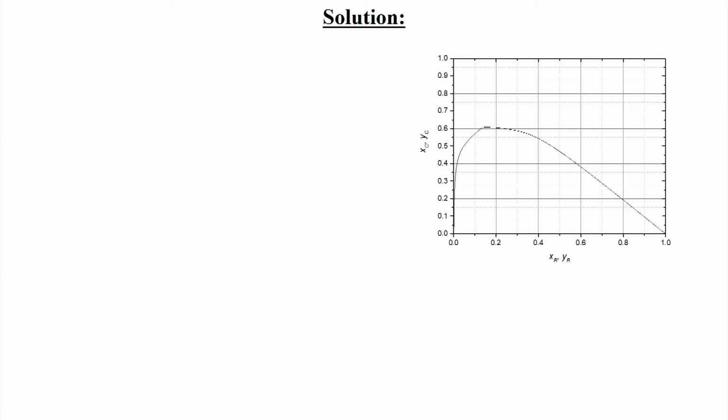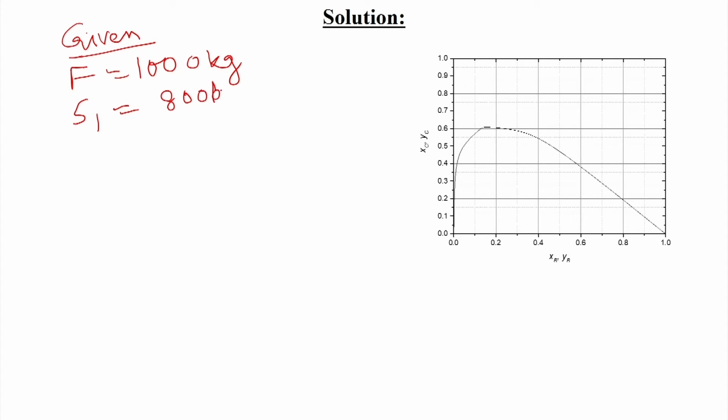For that, we first write the values already given. Say the given values are like this: feed is 1000 kg, then the mass of the solvent S1 is equal to 800 kg, and we know that M1 is equal to F plus S1. So, that is nothing but 1000 kg plus 800 kg, which is 1800 kg.